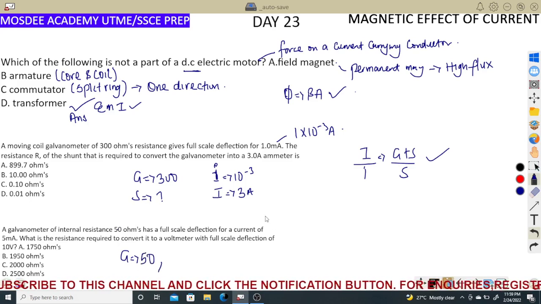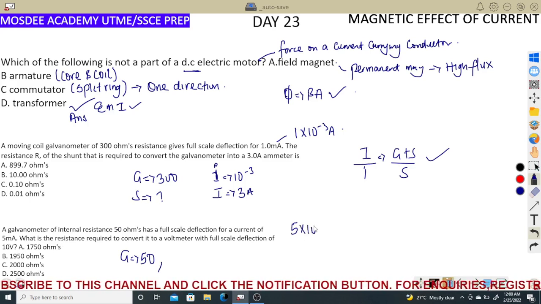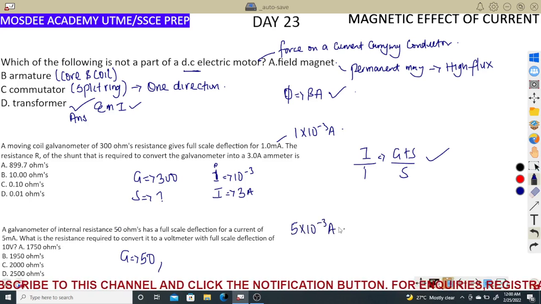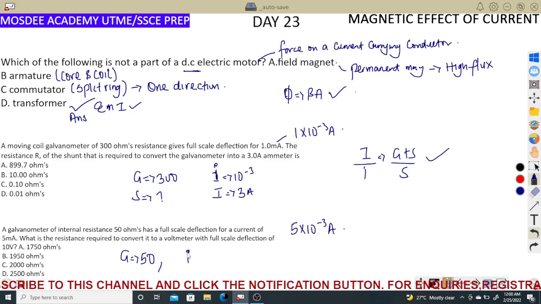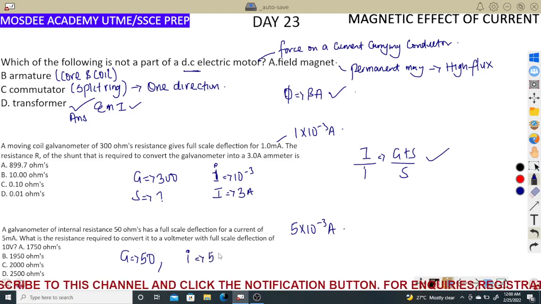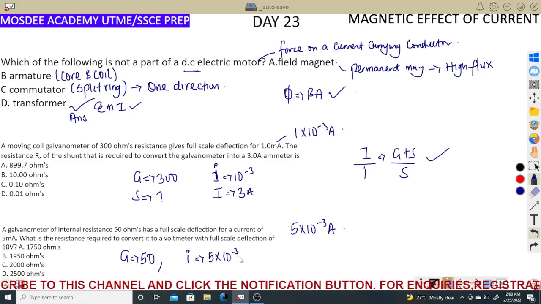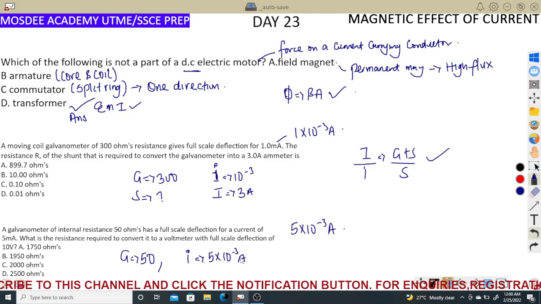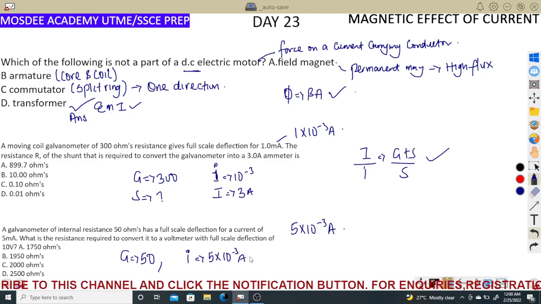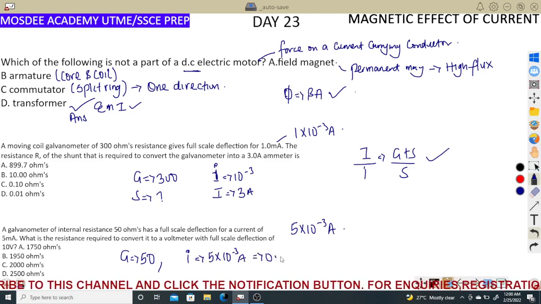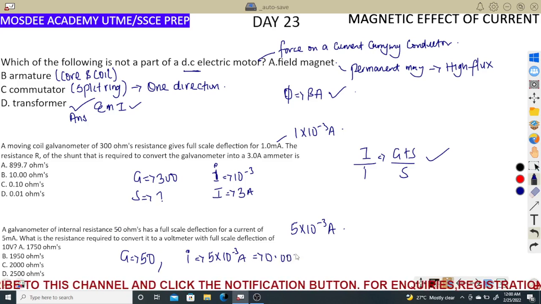Then 5 milliampere is 5 times 10 raised to the power minus 3 amps. So keep that at the back of your mind. So the small current I is 5 times 10 to the power minus 3 amps, which is more like writing 0.005 amps.